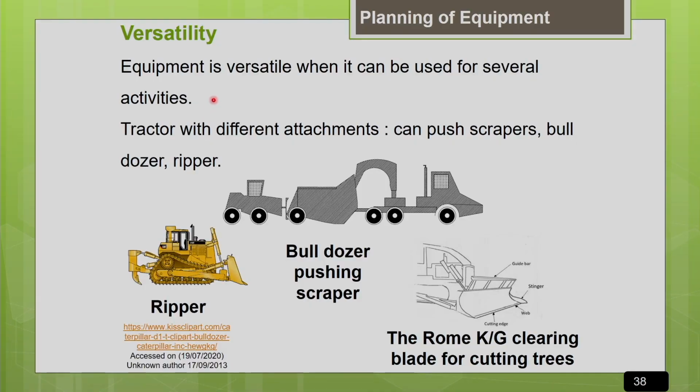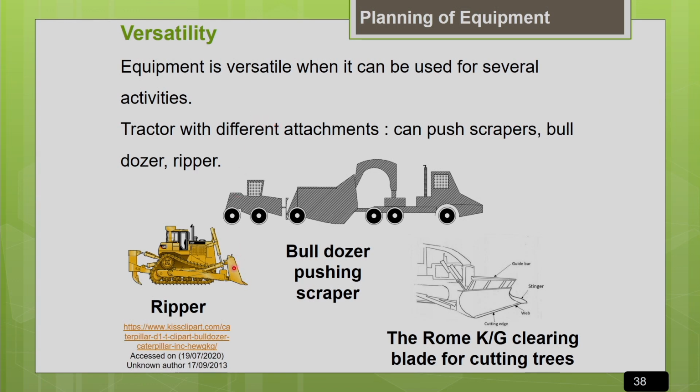Nowadays people prefer to go for versatile machines. Versatile machines in the sense that the equipment is called a versatile machine when it can be used for several activities in the same project site. The best example is the tractor. Just by changing the attachments, you can use it for different applications.